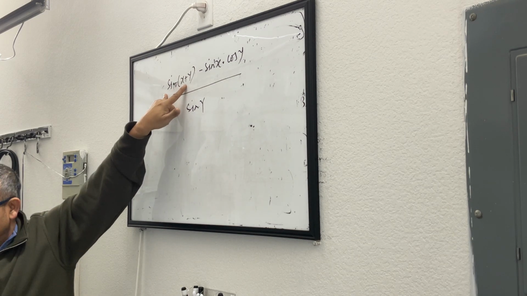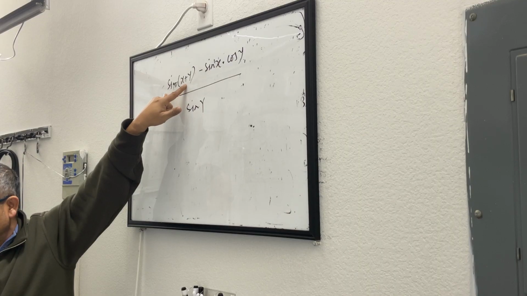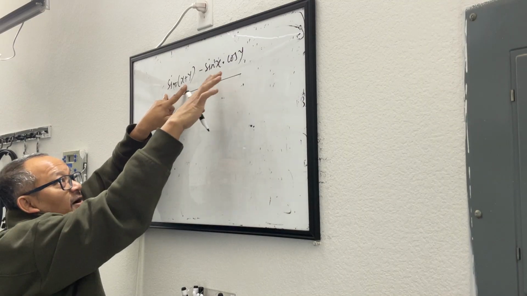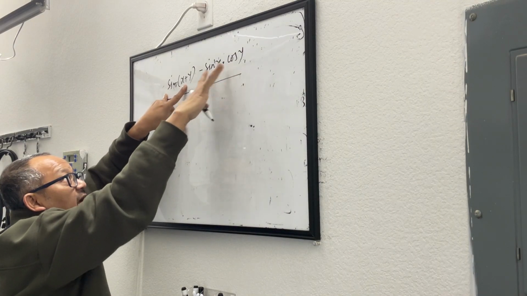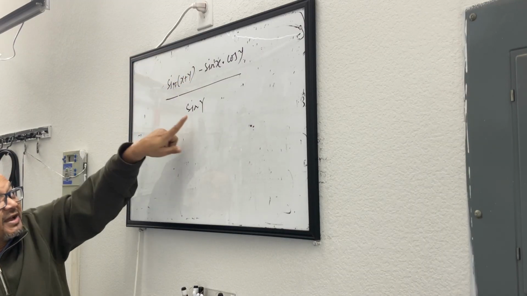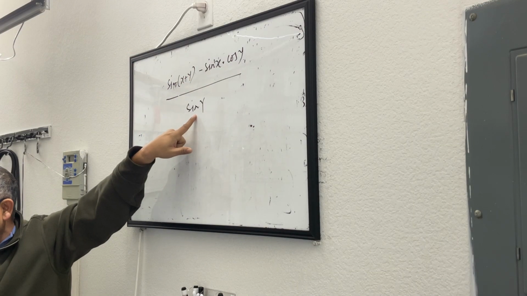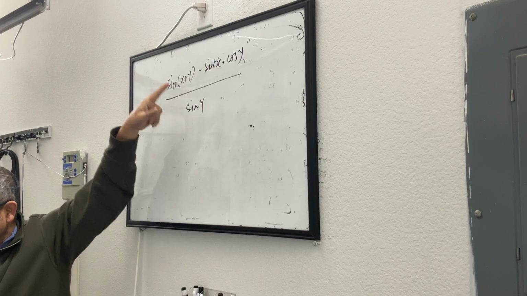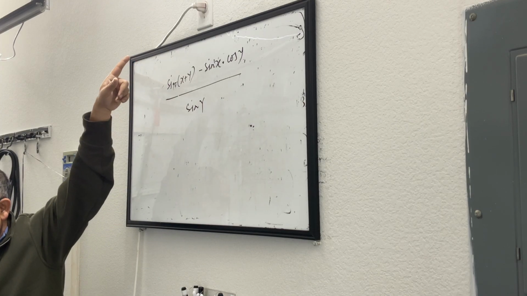Sin of x plus y, that is sin x cos y plus cos x sin y. And sin x cos y will be gone here. And from this one, cos x sin y, this y will be killing that sin y. So I'll be left with only cos x, sorry.